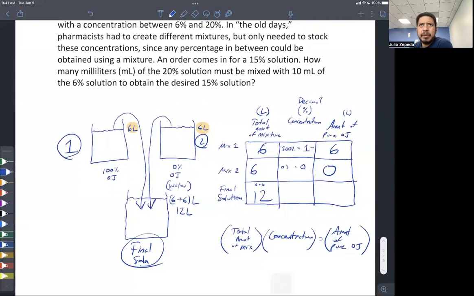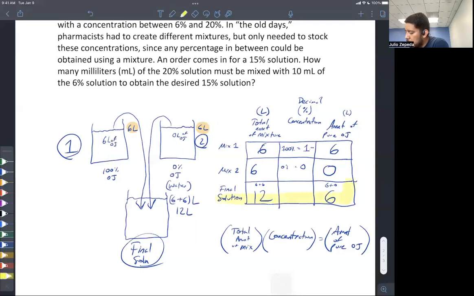The concentrations, we can't really add those up, but the amount of pure orange juice, remember, if there are 6 liters of orange juice in here and 0 liters of orange juice, when we mix those two together, how much pure orange juice is going to be in the mixture? Well, it's going to be 6 liters from one bucket and 0 from the other. So a total of, we'll add here too, 6 liters of pure orange juice in this 12 liters of total mixture.